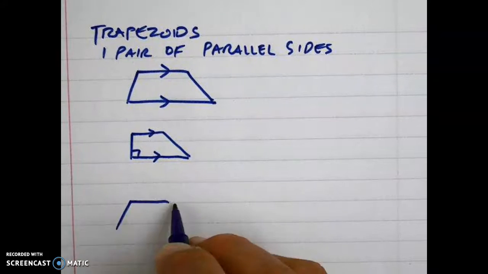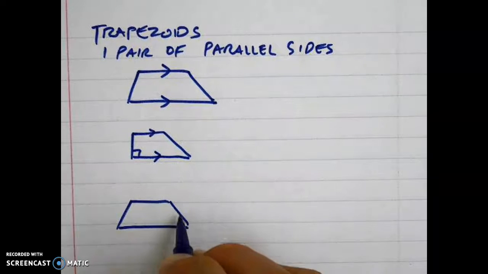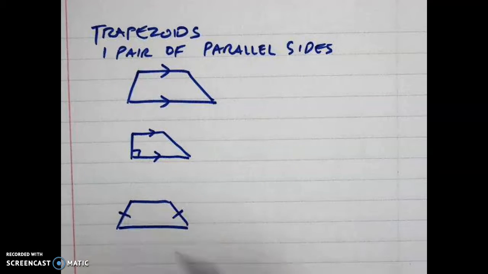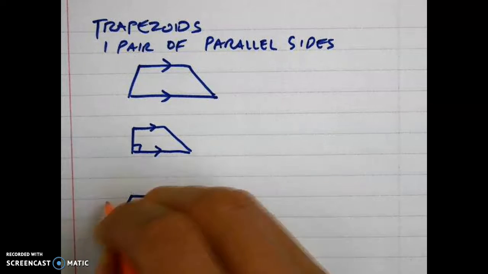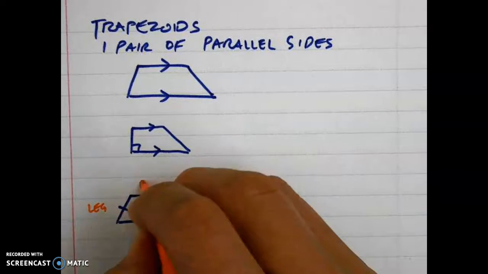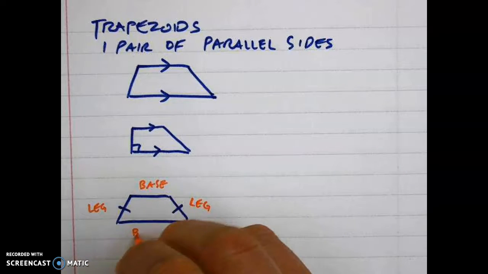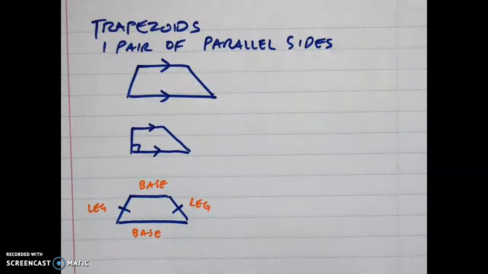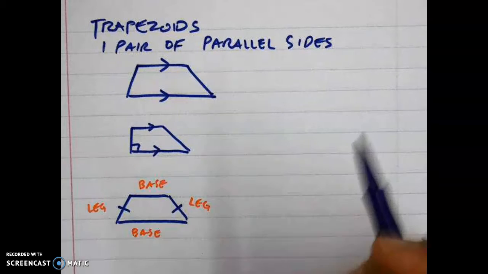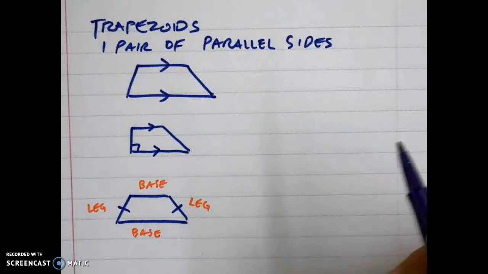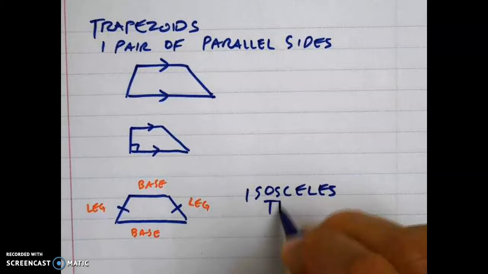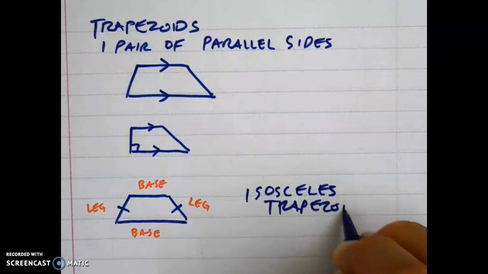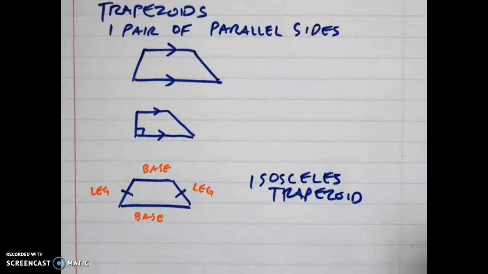If you have a trapezoid where the two legs, and by the way, these sides are called legs, let me actually write that down. This is a leg, this is a leg, this is a base, and this is a base. Okay? If you have a trapezoid where the legs are congruent, that's called an isosceles trapezoid.